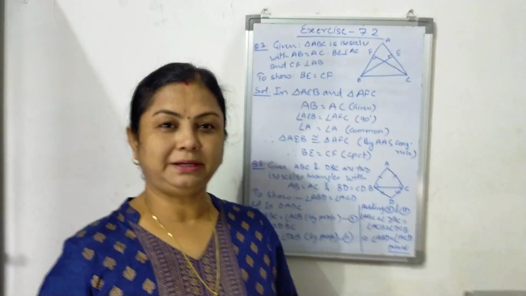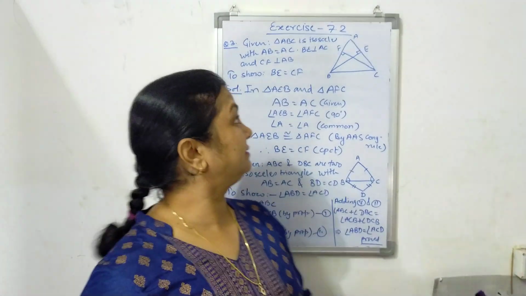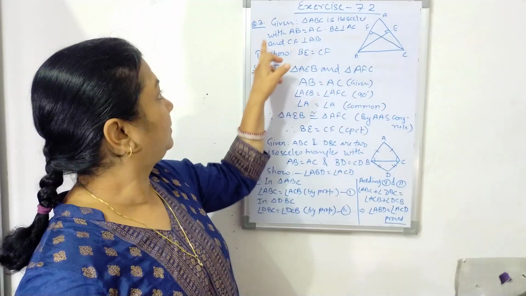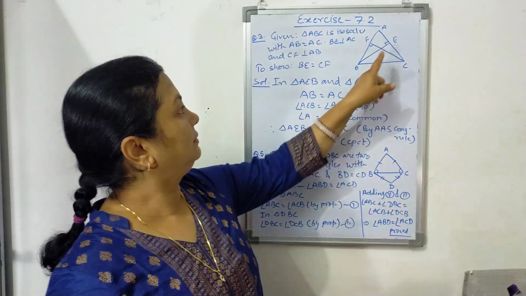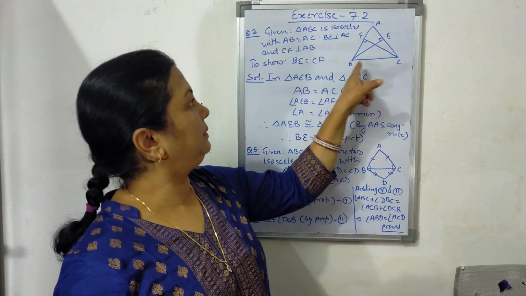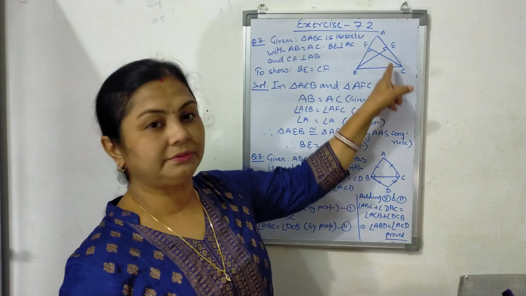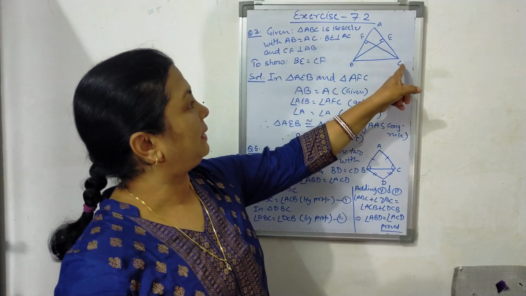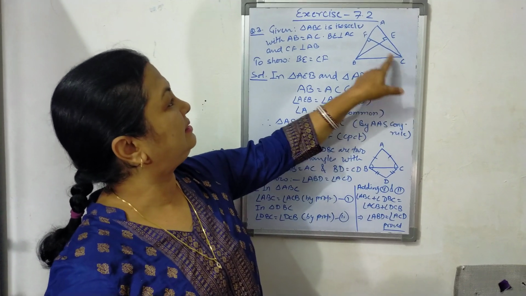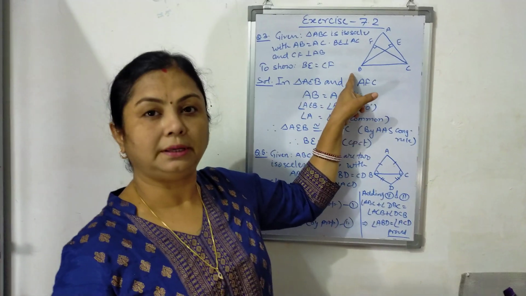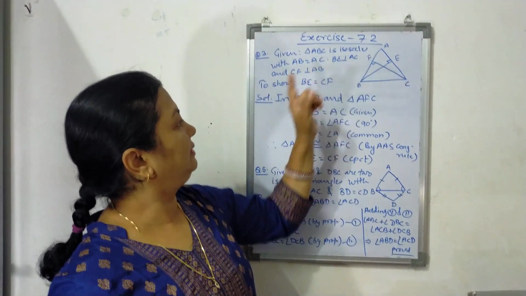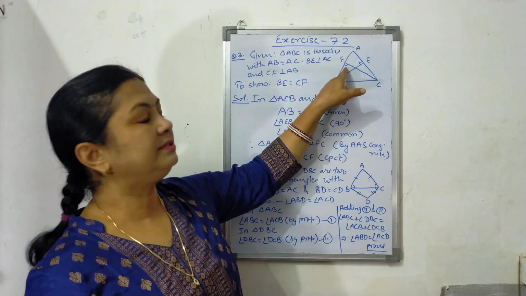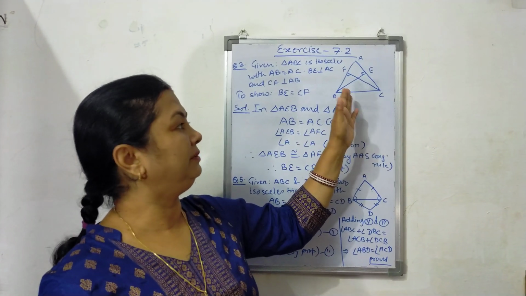Now I am going to explain some of the questions of exercise 7.2. Question number 3. What is given in this question? An isosceles triangle ABC with AB equal to AC, and BE is perpendicular on AC and CF is perpendicular on AB. These conditions are given and we need to prove BE is equal to CF, means the length of these perpendiculars are equal.